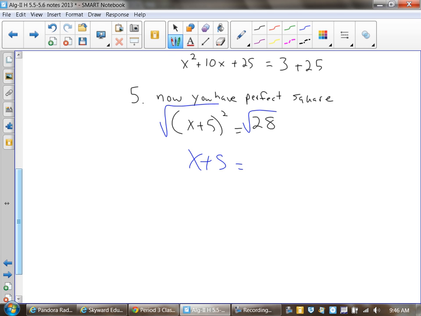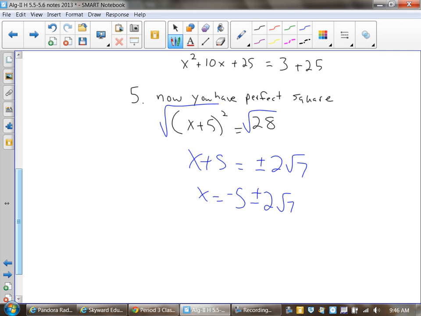Very good. Plus or minus 2 root 7. I know that's where you were going, Cassie. And then what's your last part? Add the integer. Yeah, in this case we subtract. So you get negative 5 plus or minus 2 root 7. There's your answer. Those are your zeros. You've just factored it.